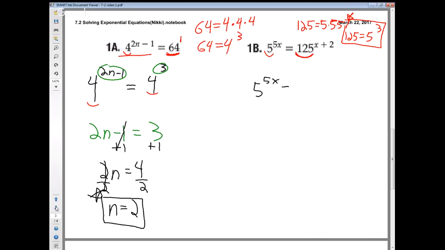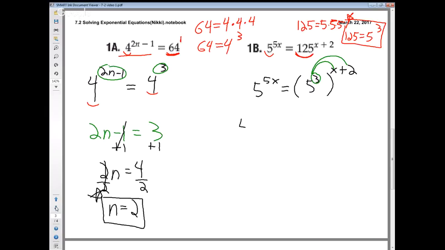5 to the 5x, and instead of 125 over here, let's have 5 cubed. And then on the outside of the parentheses, we'll still have the x plus 2. All right, and before we can solve for x, let's go ahead and multiply this 3 to the x plus 2. And don't forget that 3 needs to be distributed to the x and to the 2, not just the x.